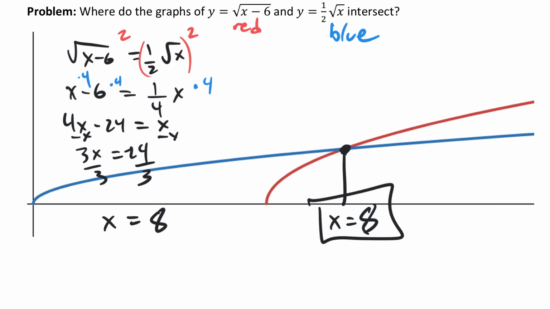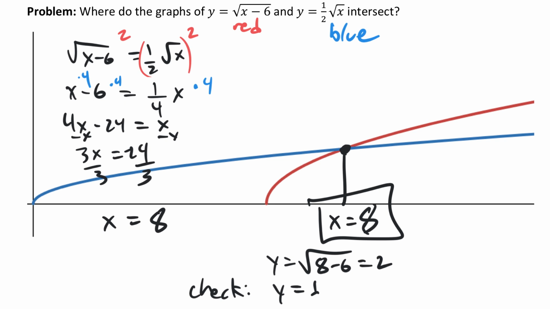Now, if you're asked for the x value, you just say they intersect at the value 8. If you're asked for the point where they intersect, well, then we need the y as well. So y would equal root (8 minus 6), which is root 2. And it's nice to check right here. We can go y equals 1/2 root 8 in the other equation, right? Plugging it in here. Now, remember root 8 we could write as 2 root 2. So that will be 2 root 2 over 2, which is root 2.